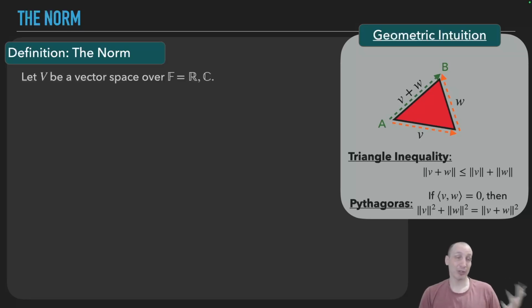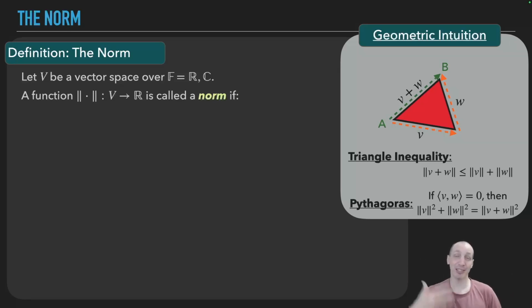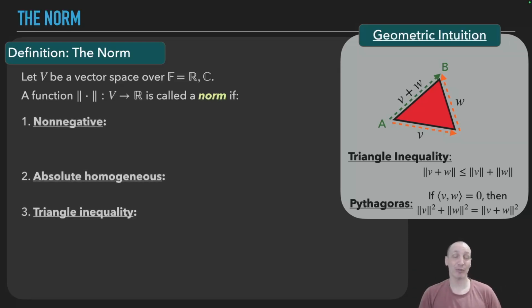So for defining the norm, we need a vector space again over the real numbers or the complex numbers. And the norm is going to be a function from the vector space into R, which again, we think about as the generalization of a length of a vector. And it needs to satisfy the three conditions from before. It should be non-negative. So for every vector, the norm should be non-negative. And it should be zero if and only if the vector itself is zero.